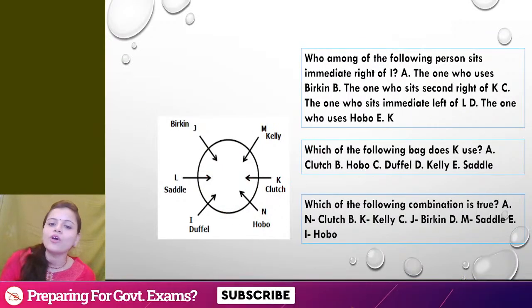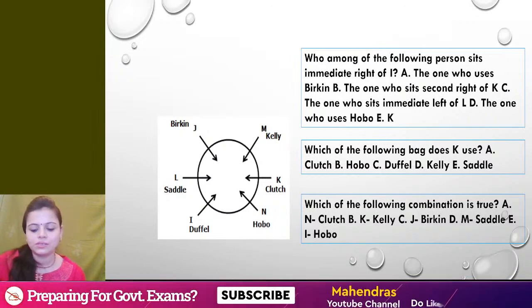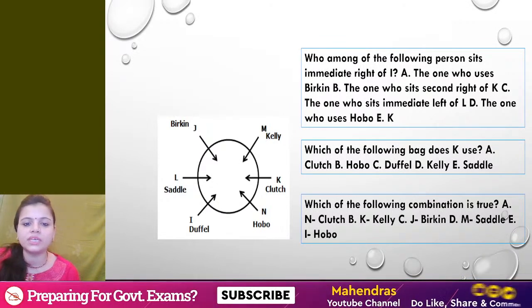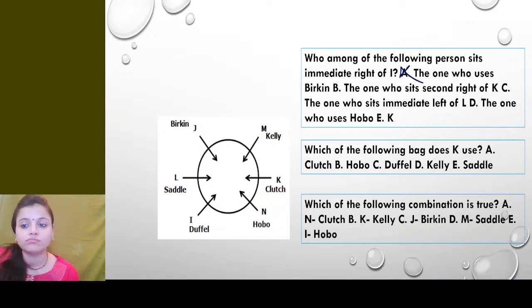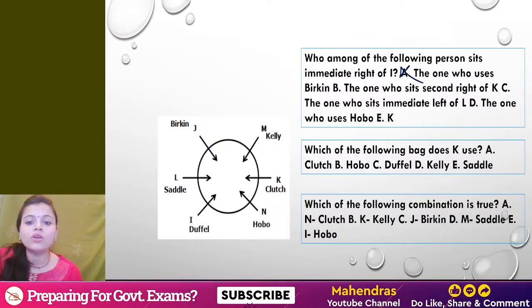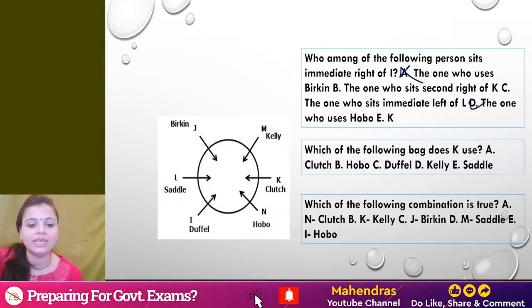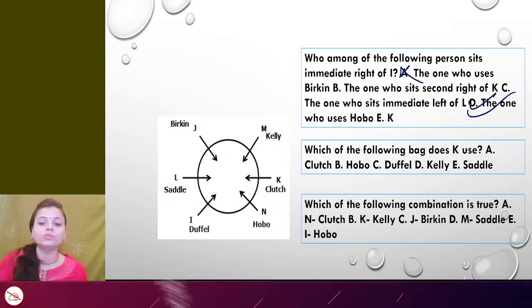Next, who among the following persons sits immediate right of I? The person who is immediate right of I is N, hobo. The one who uses Birkin? No. The one who sits second right of K? No. The one who is immediate left of L? No. The one who uses hobo? Yes. Option D.